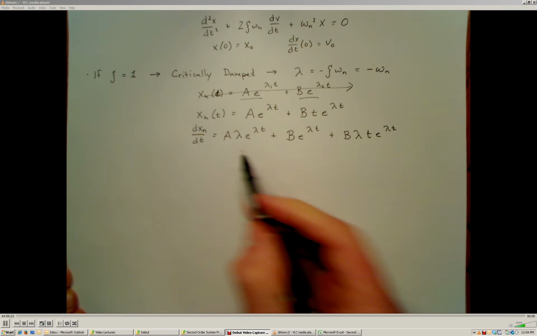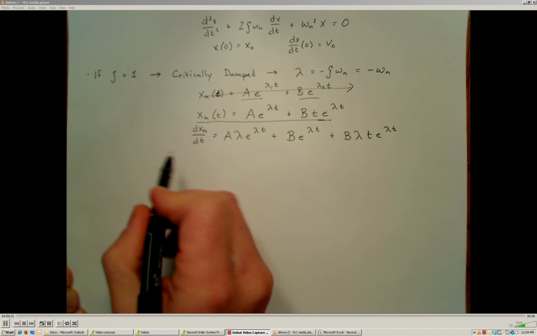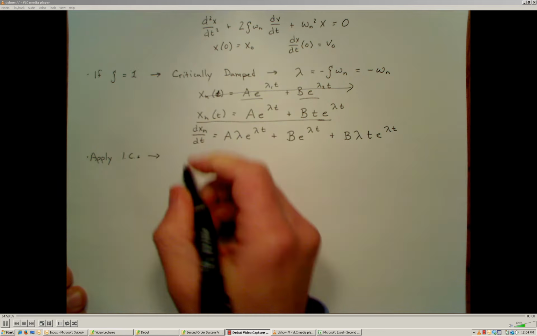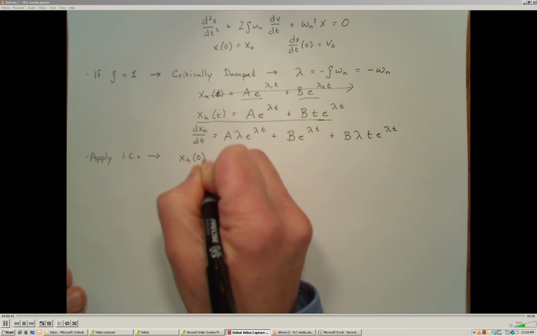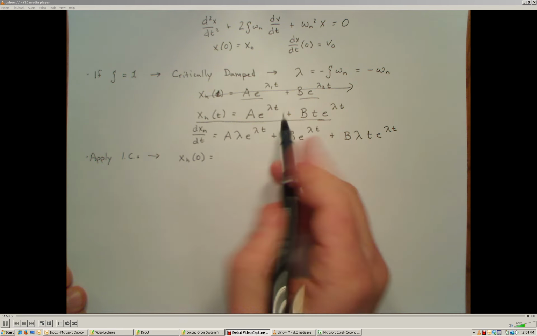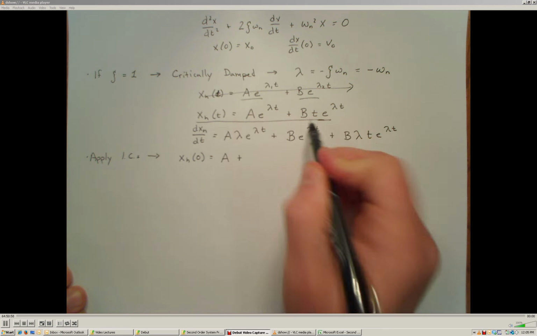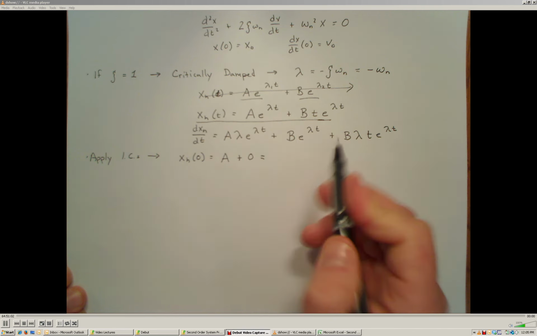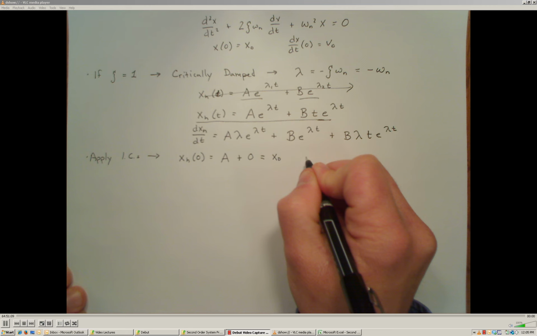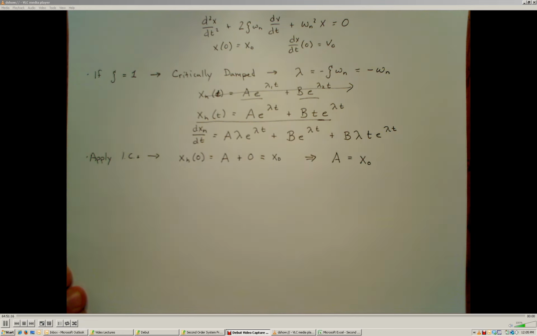Okay, so now that I have the assumed solution for the homogeneous equation, and then I have the derivative of that, I can apply my initial conditions. So as I apply my initial conditions, the first thing I'm going to do is substitute time equals 0 in. And when time is equal to 0 for the homogeneous solution right here, e raised to the 0 is 1, so I wind up with a plus b times 0 times e to the 0, which is 0. All right, so that term goes away. And we know that, based on our initial conditions, that must be equal to the initial condition here, x naught. So from that, we learn that the coefficient a is equal to the initial condition, x naught.